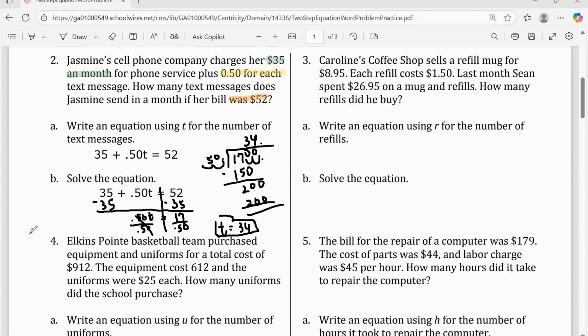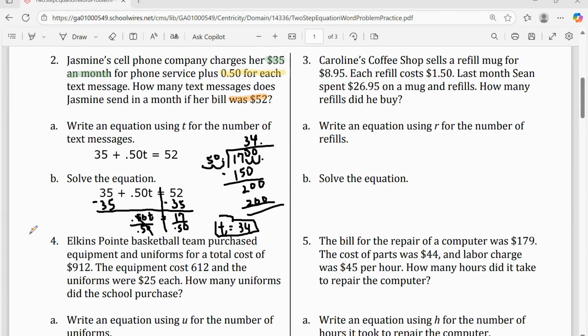Caroline's Coffee Shop sells a refill mug for $8.95. Each refill costs $1.50. Last month, Sean spent $26.95 on a mug and refills. How many refills did he buy? Okay, so for 3A, let's try to see if we can write an equation, and we're going to use R for the number of refills for our variable, and then we'll solve.